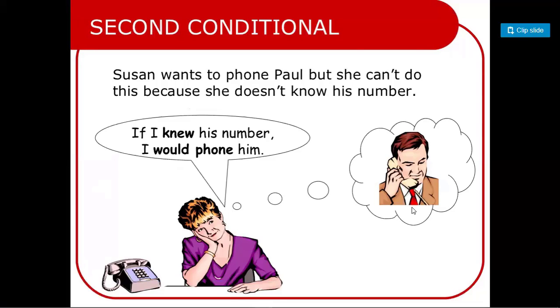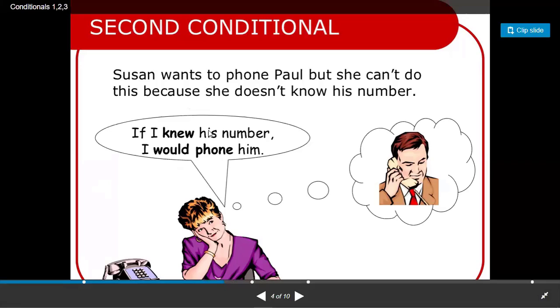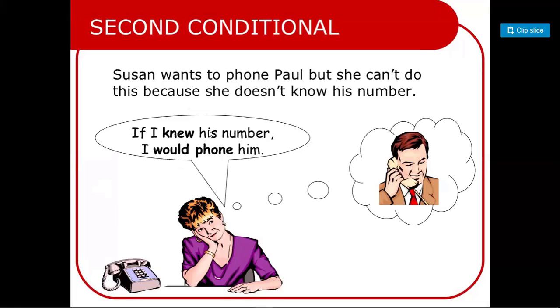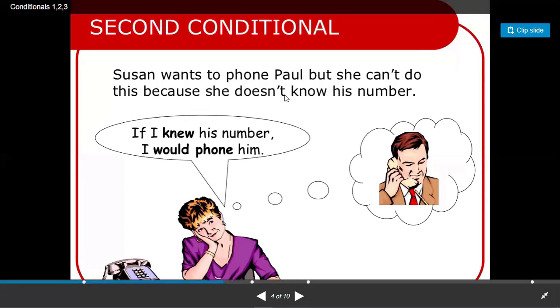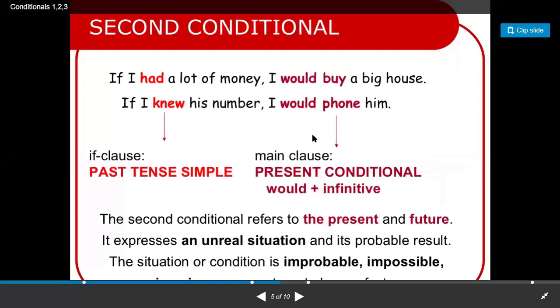Susan wants to phone Paul, but she cannot do this because she does not know his number. If I knew his number, I would phone him. Now see here, if she had this number, she would have phoned him, right? So we can say this: if I knew his number, I would phone him, but I don't have it. We are going to explain these things.